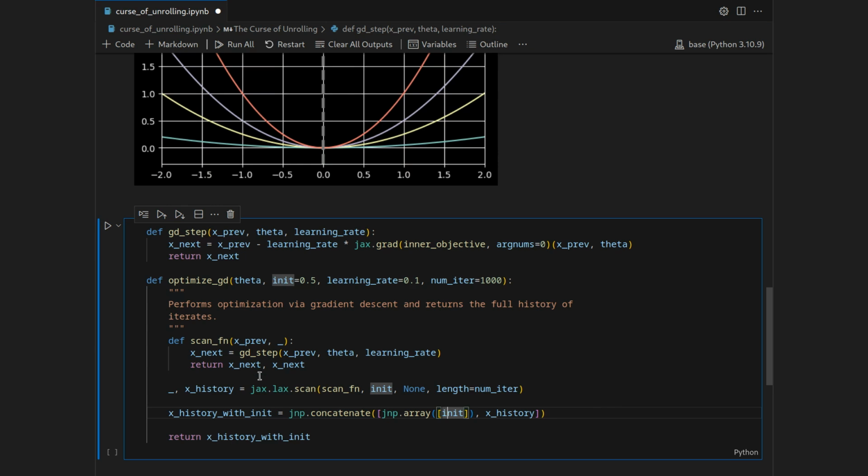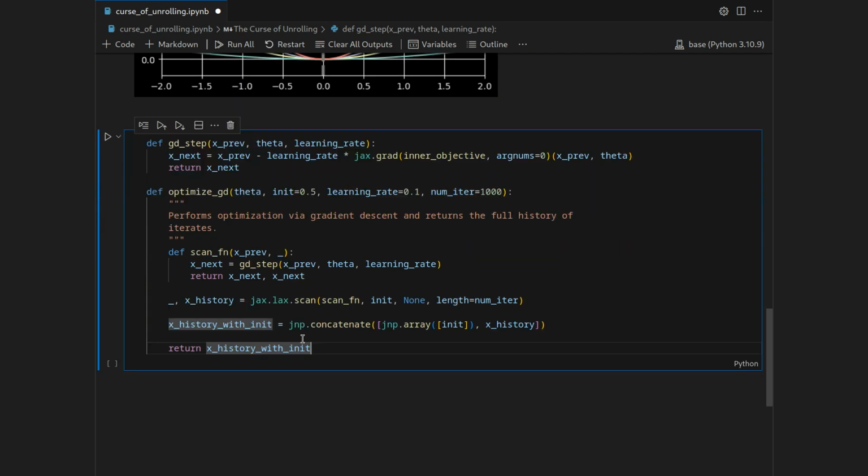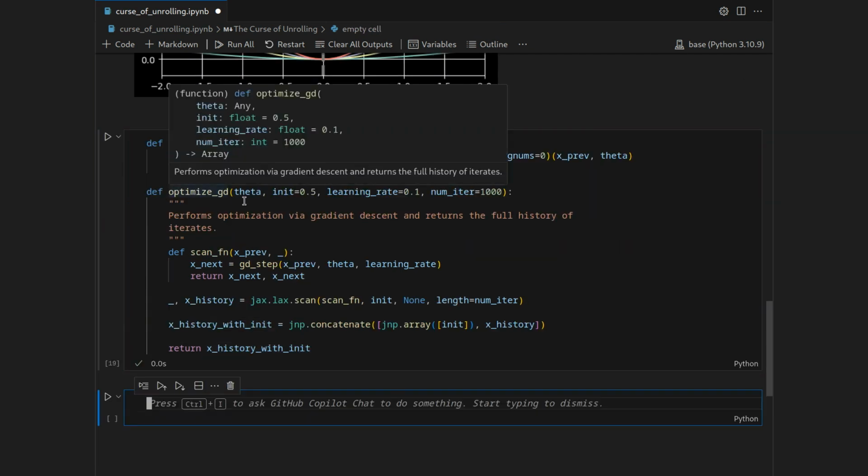If you are more interested in using jax.lax.scan, I have a video linked up here on its introduction in the case of autoregressive rollout. Okay, let's shift enter that function, and now we have this at hand.